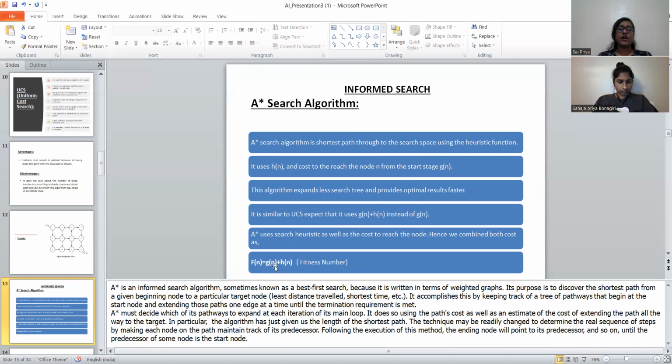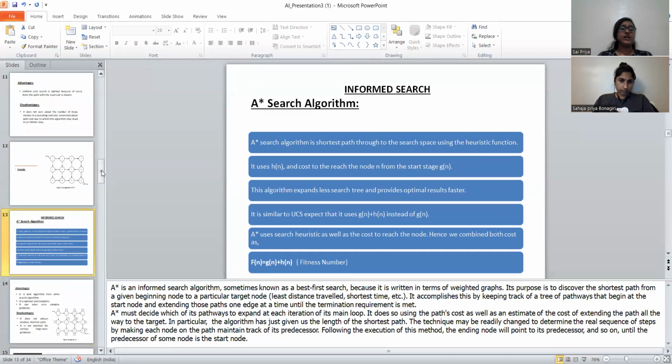This is the formula. We have to calculate the nodes using f of n equals g of n plus h of n. This formula we have to use to calculate every node and every level.